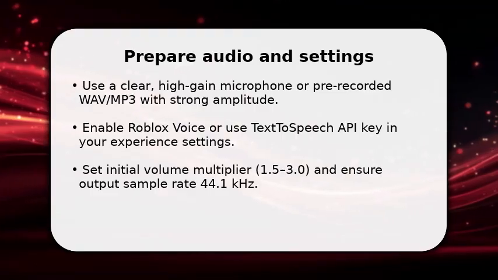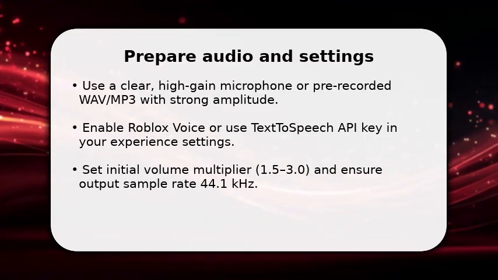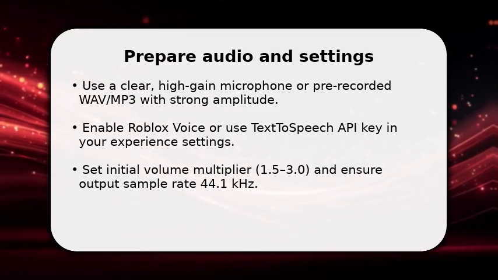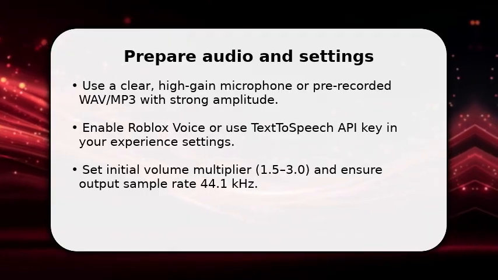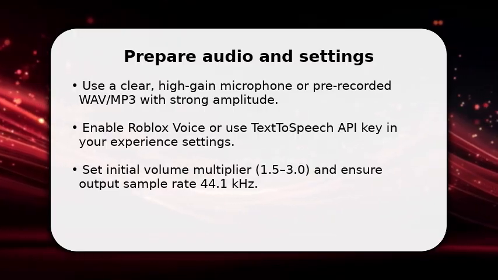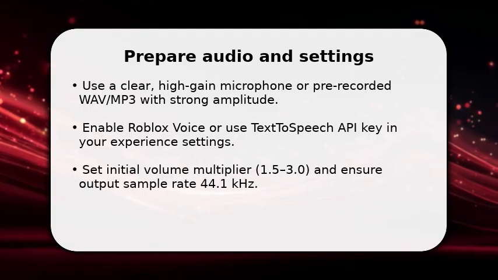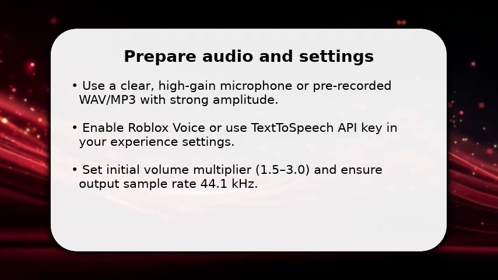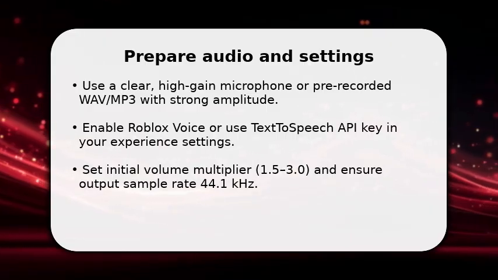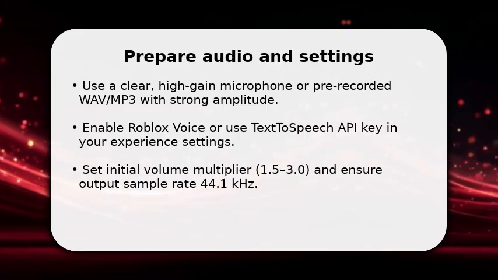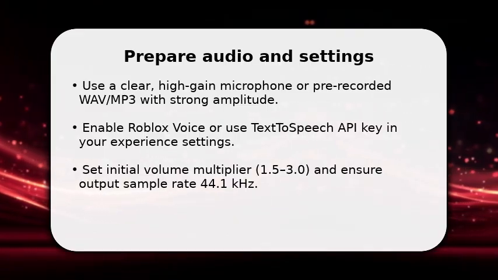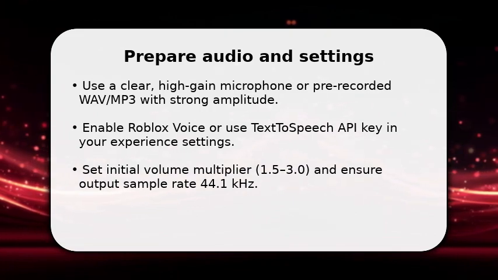You start by preparing a loud source, record a clean, high-gain file, or use a mic with a boosted preamp so the waveform peaks without clipping. Once done, open your Roblox experience settings and enable text-to-speech or connect the API key, because TTS volume depends on input amplitude and permissions. Make sure the output sample rate is standard 44.1 kHz, and set a conservative volume multiplier between 1.5 and 3.0 to avoid distortion while increasing perceived loudness.